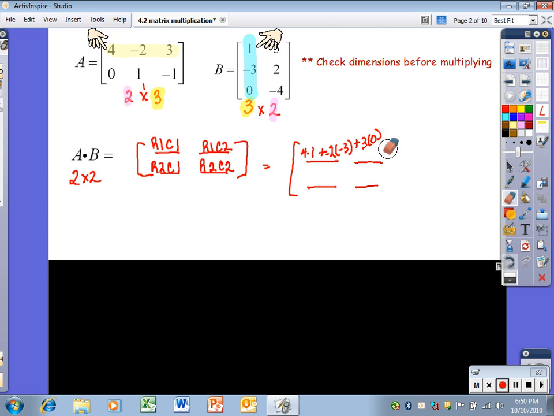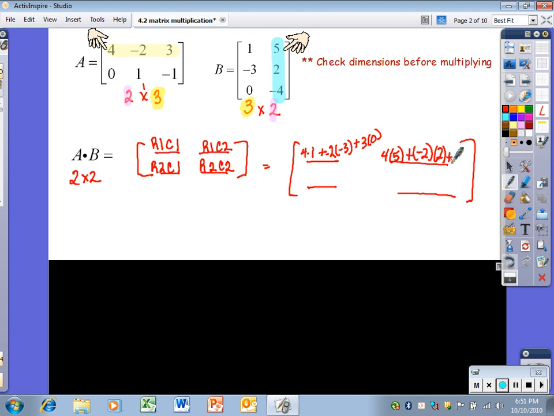I'm going to move these out a little bit because I obviously need a little more room to do that. Then it says row 1, column 2. So this time I'm still taking row 1, but this time by column 2. So when I multiply that, I get 4 times 5 plus -2 times 2 plus 3 times -4.